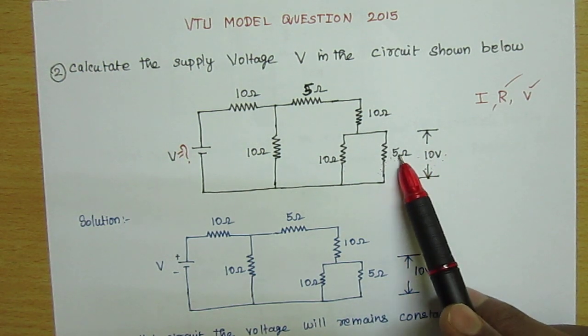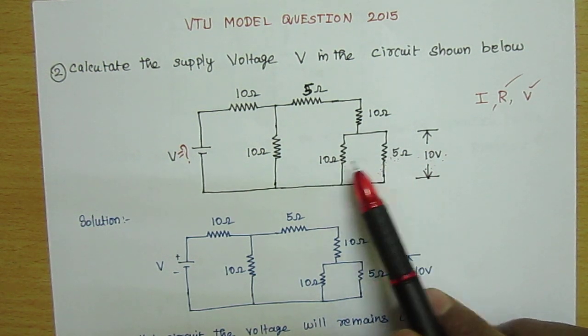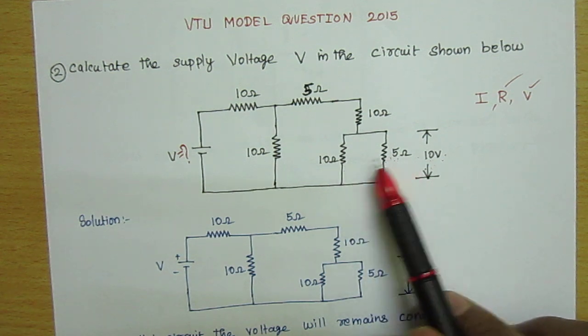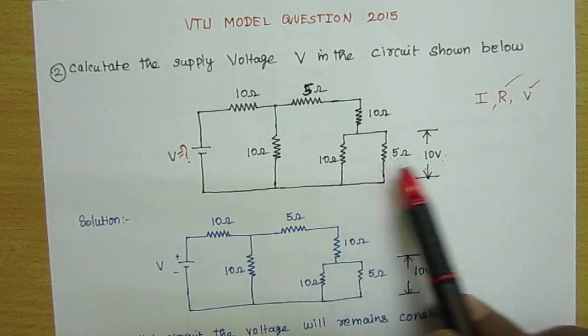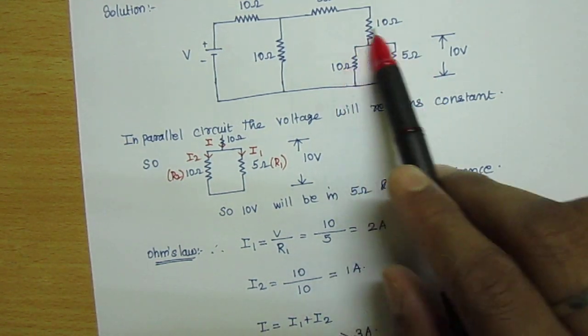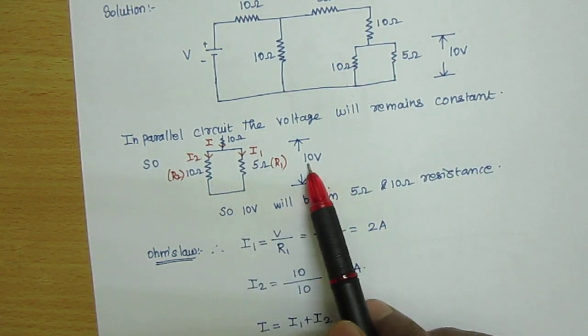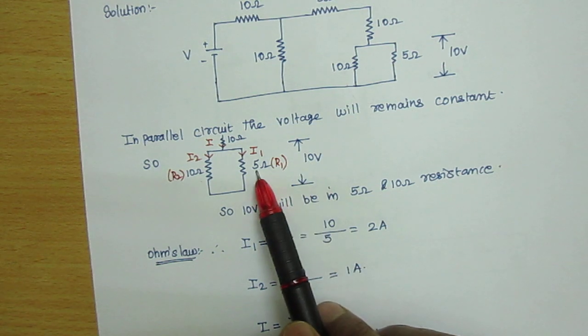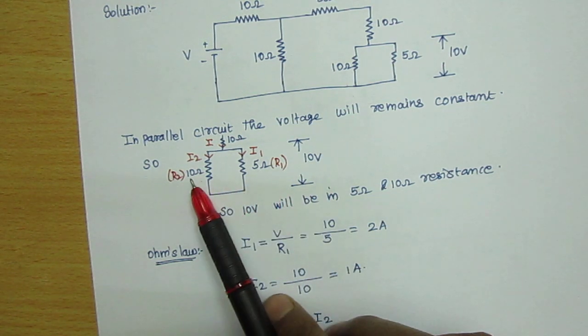10 volt is across the 5 ohms and the 10 ohms, because these 5 ohms and 10 ohms are connected in parallel. Whenever it is a parallel circuit, the voltage remains constant. So I am concentrating only on this part, these two parallel elements. This 10 volt will be the same for the 5 ohms as well as the 10 ohms.